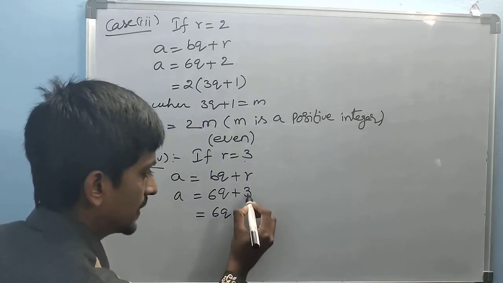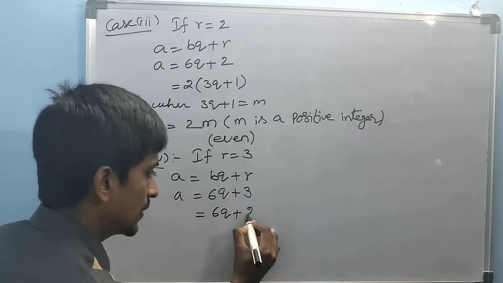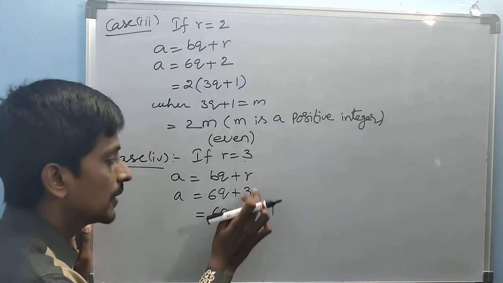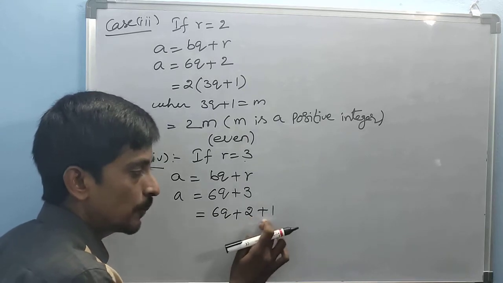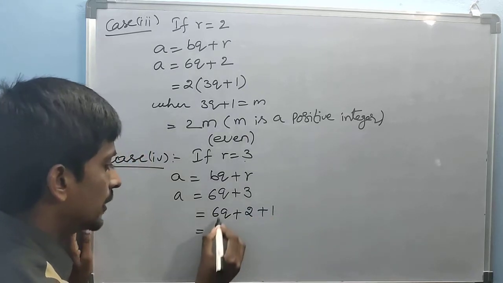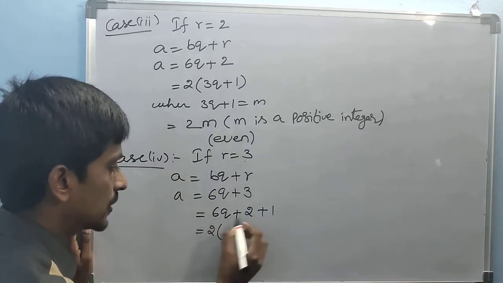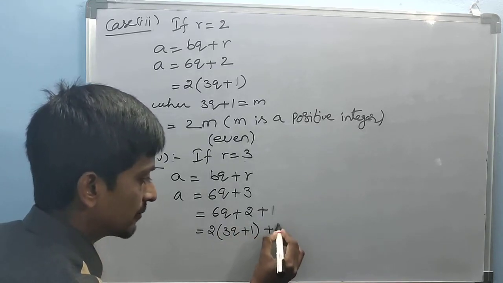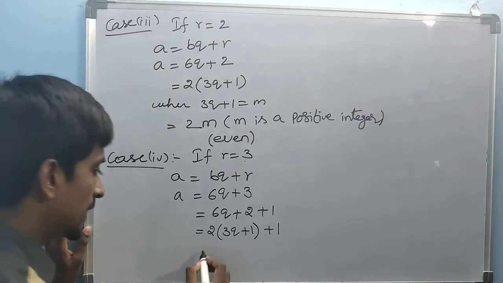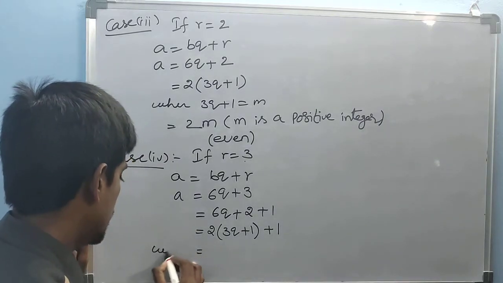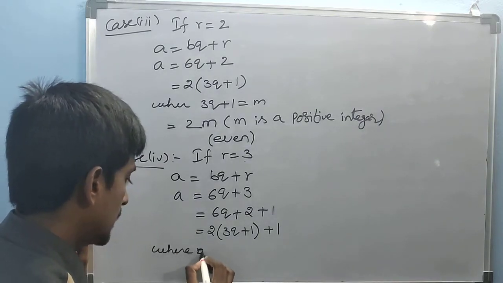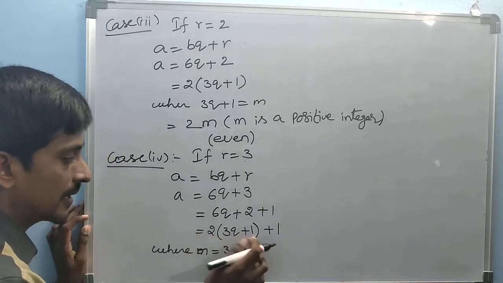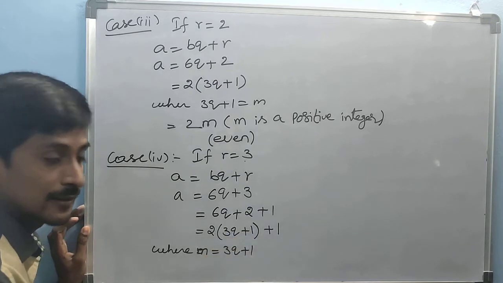6q plus 3 can be written as 2 plus 1. 2 plus 1 equals 3, so 3 I can retain as 2 plus 1. You will take the common 2 here from both: 3q plus 1 plus 1. So here m equals 3q plus 1, taken.